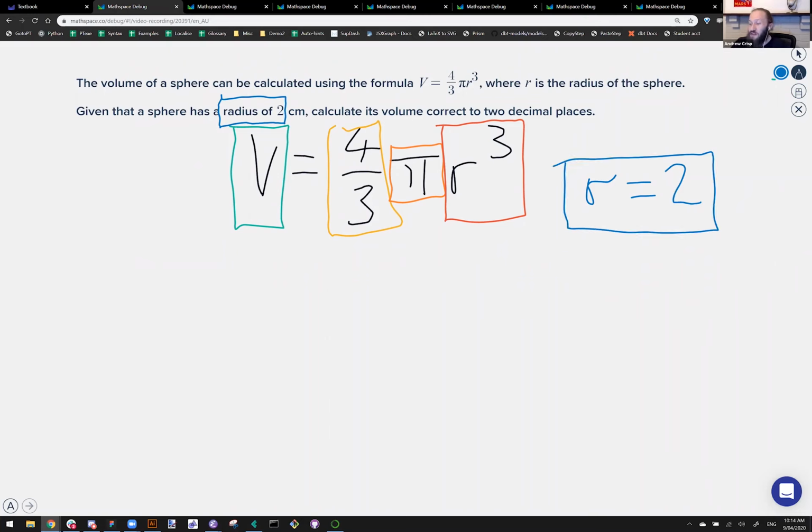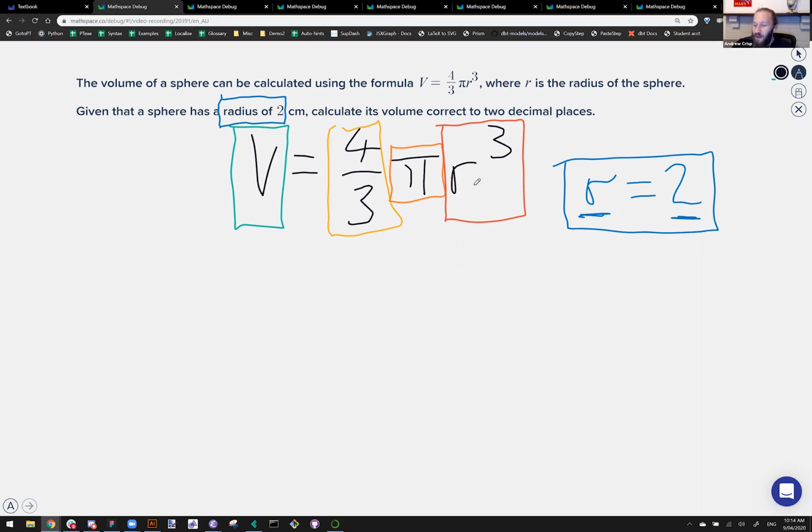Whenever we do a substitution, we take this equation and we replace this letter with this number in the equation overall. All I'm doing is replacing r with 2. Whenever I see r, I'm going to write 2.